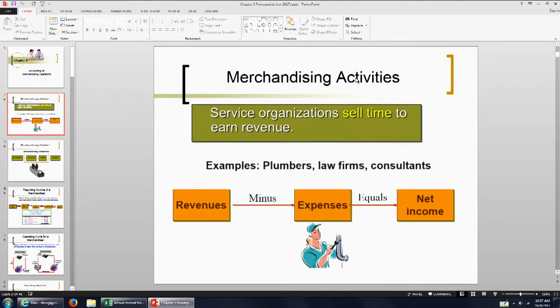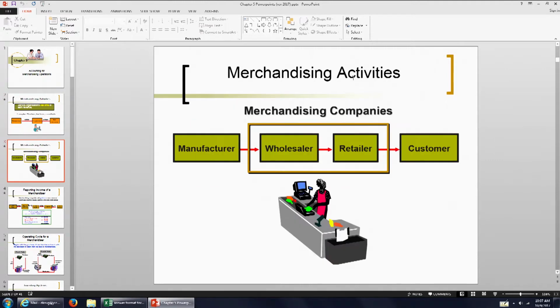Going to the computer. In chapters 1 through 4, we were talking about service companies, weren't we? People who sold their services. They basically sold their time. And we talked about the net income equation for that, right? But this chapter is talking about retailers or merchandisers, right?